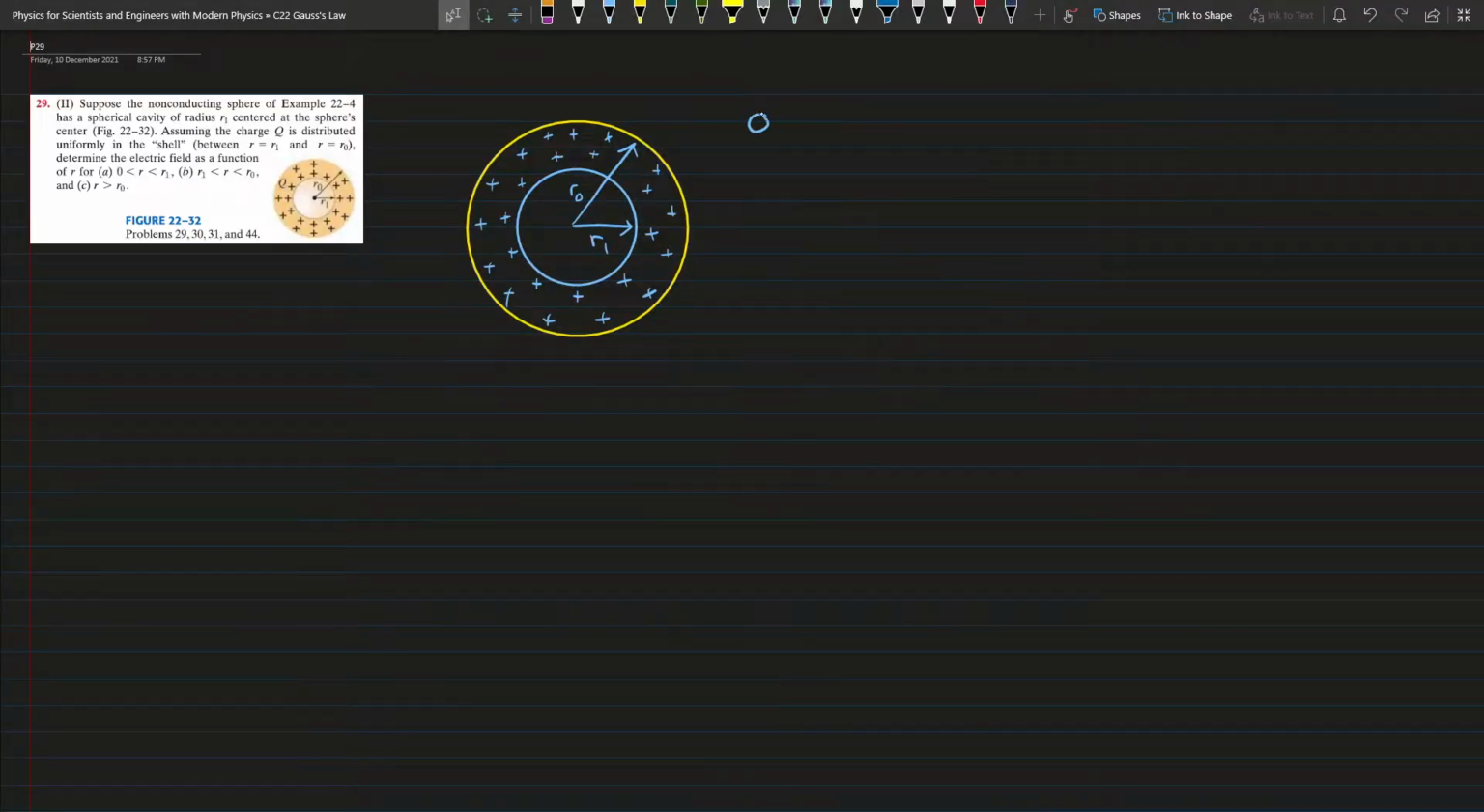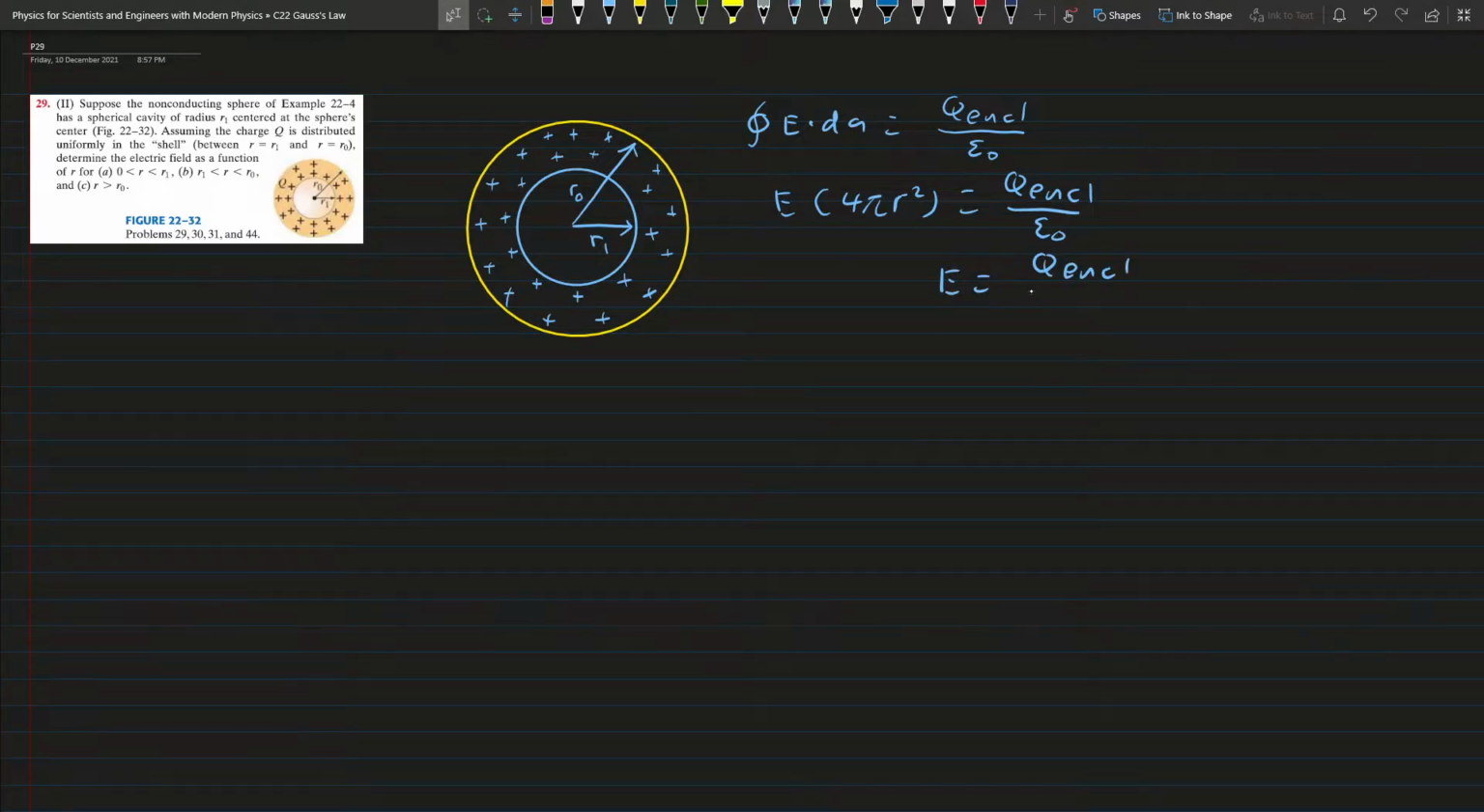We start with Gauss's law. E dot dA equals Q enclosed over epsilon naught. Now this is a sphere, so as usual we get E times 4 pi r squared equals Q enclosed over epsilon naught. So E equals Q enclosed over 4 pi epsilon naught r squared.